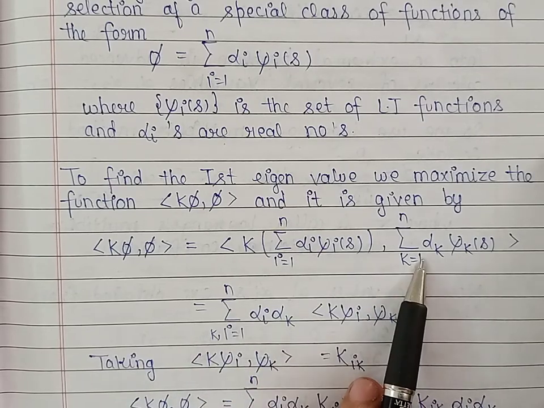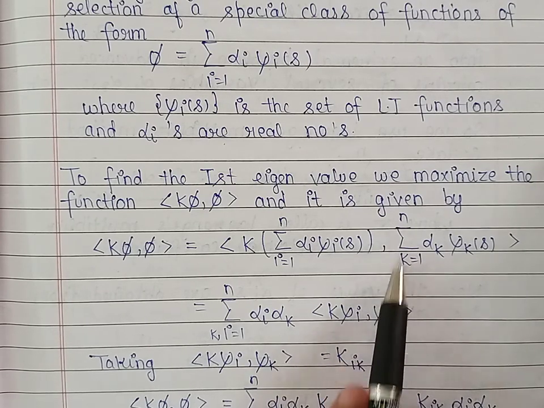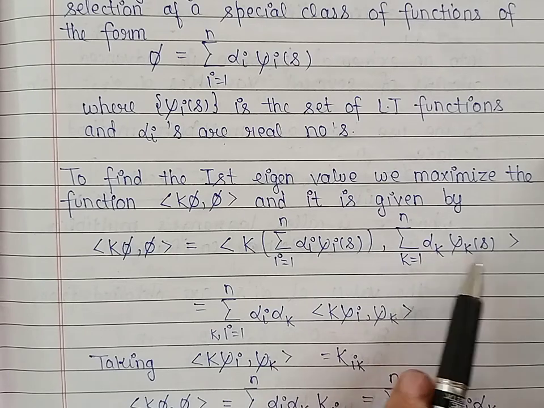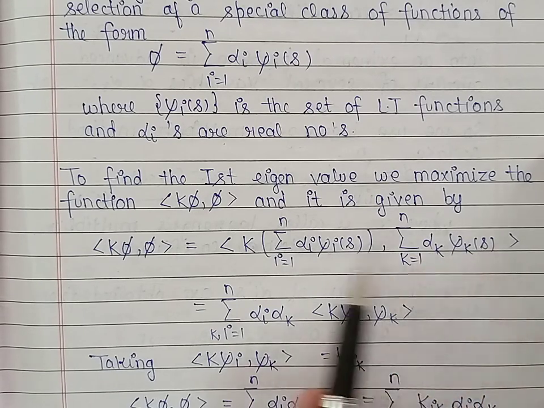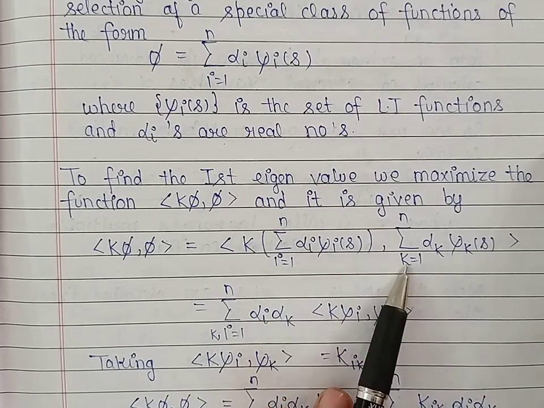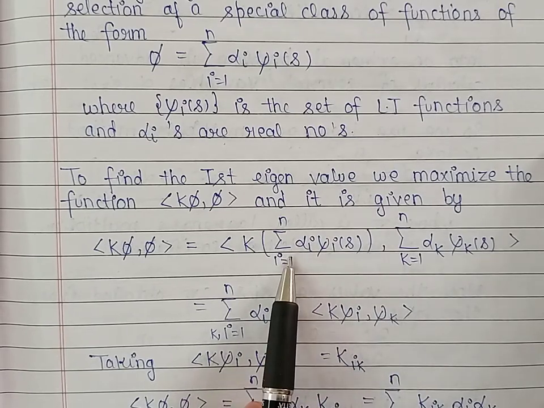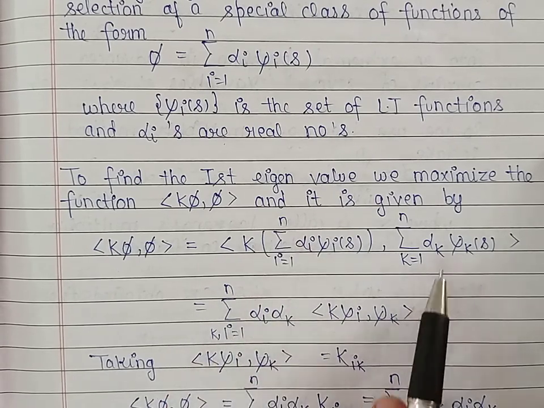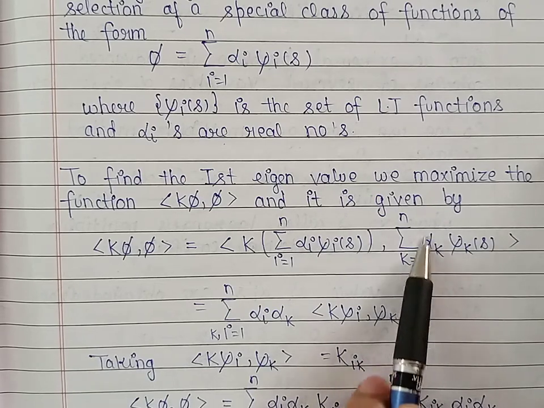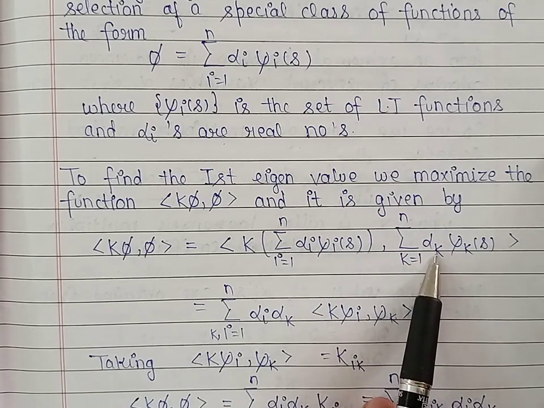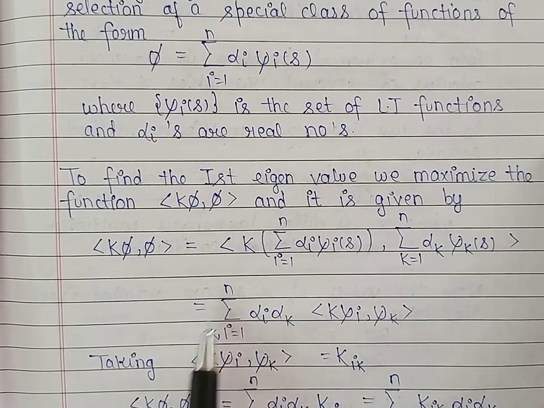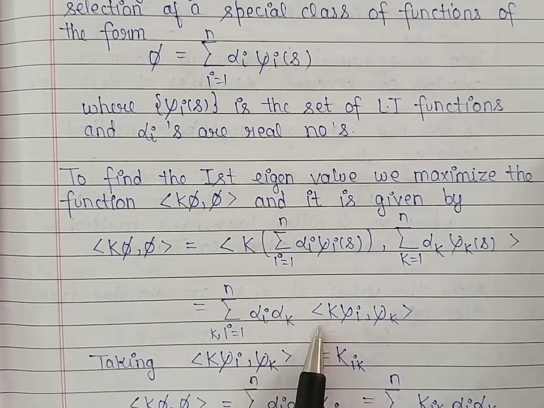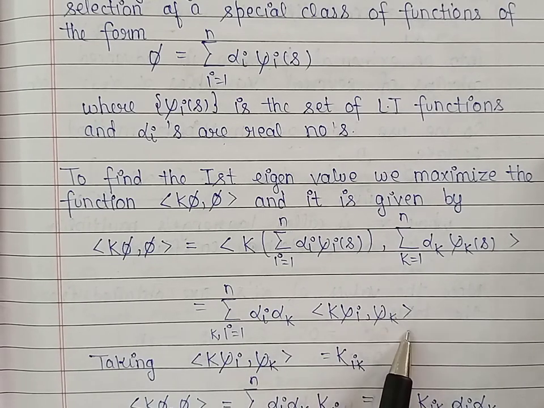In the second argument also, we have substituted the value of function phi, which is summation k varies from 1 to n alpha k psi k. Now, taking scalars outside from the first argument, we get summation i varies from 1 to n alpha i. From the second argument, if we take scalars outside, they become conjugate, but alpha k are real numbers, so we get summation i and k varies from 1 to n alpha i alpha k inner product of k psi i with psi k.